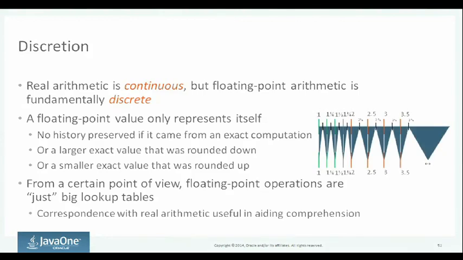Another important thing is a floating point number only represents itself. Without any other context, you don't know where the floating point number came from. As we saw with the rounding example before, maybe you got the floating point number and it was exact. Maybe it rounded down from something else. Maybe it rounded up from an exact value. You just don't know without any context. So if all you have is a number, the safest thing to do is assume it's exact and go on from there. Because of this discreteness, from a certain point of view, things like floating point addition is just a big lookup table. Now, we don't just think of it that way because we want to use the correspondence with real arithmetic to aid our comprehension and to help decide what the right answer is.